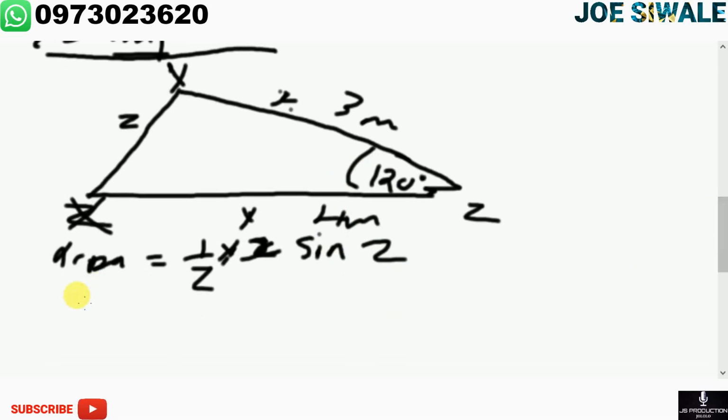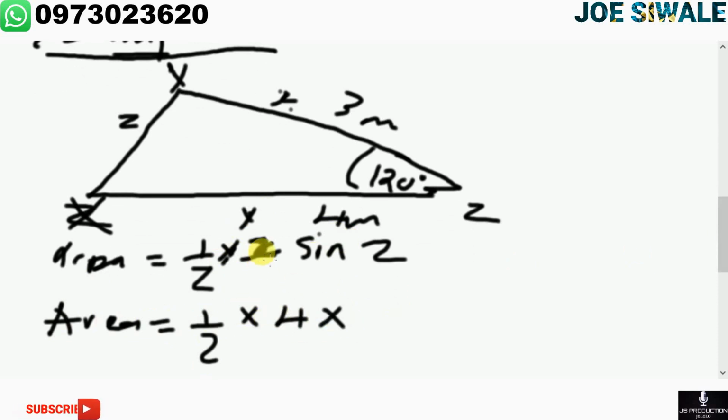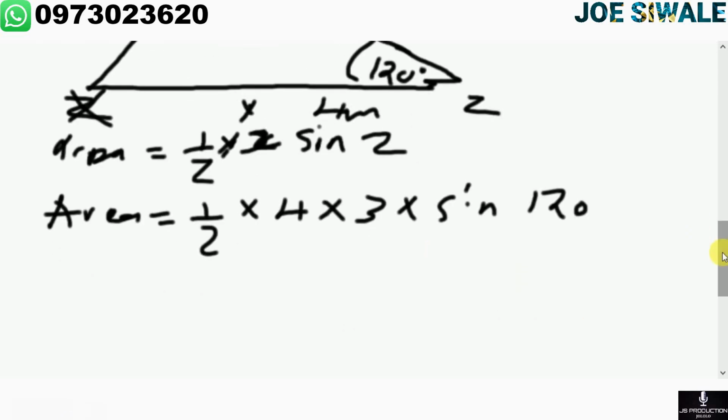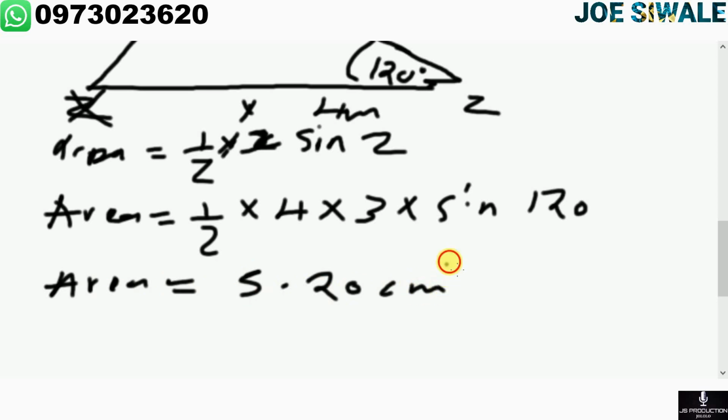So here we know that area is equal to half y. What is y here? Y, we know that's 4, so multiplied by 4 multiplied by x is 3 multiplied by sine the angle that is at z, 120. So if you punch that on the calculator, 1 multiplied by 4 multiplied by 3 multiplied by sine 120 divided by 2, the answer is going to be 5.20 squared centimeters. So here I'll say area is equal to 5.20 centimeters squared. So this is the area of triangle XYZ. Let us look at the other example.